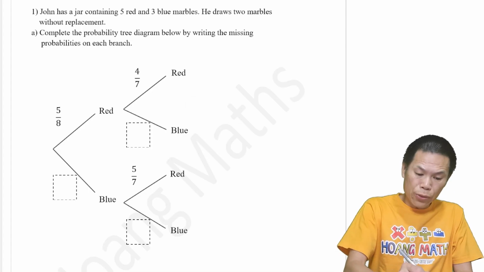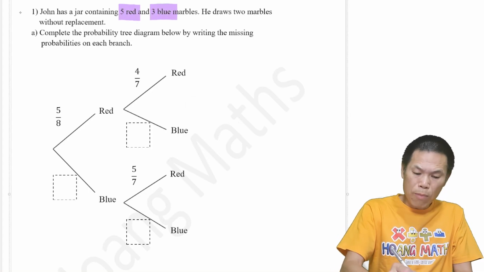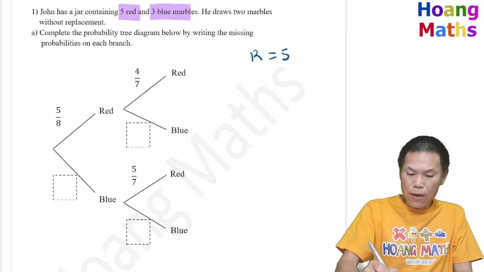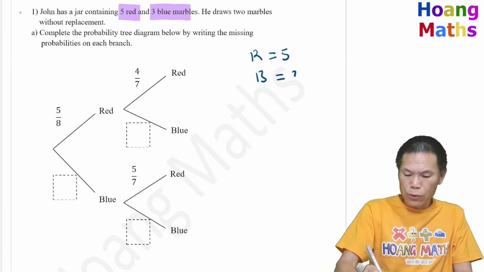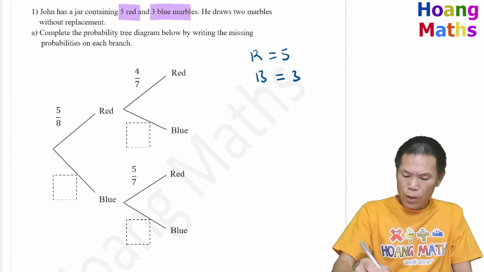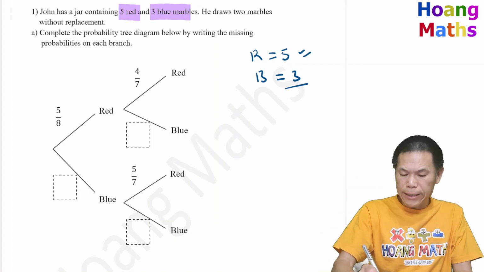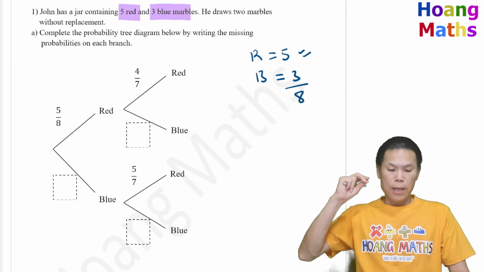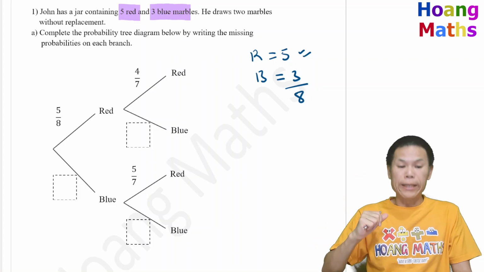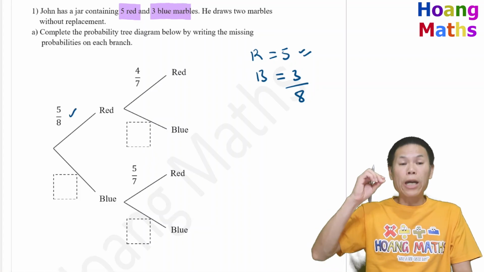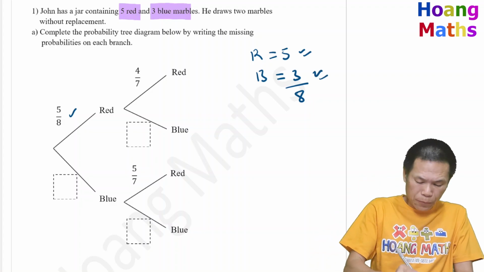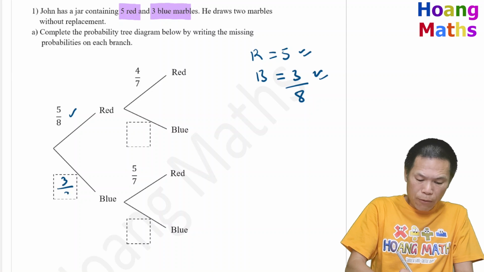So John has 5 red marbles and 3 blue marbles. Let me write this down: red is 5, blue is equal to 3. The probability of getting a red for the first draw will be 5 out of 8, because the total number of marbles is 8. That is done for us. And to get a blue, we have 3 blue marbles, so 3 out of 8.